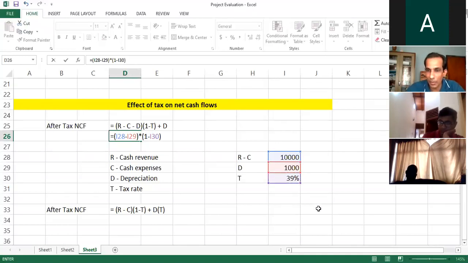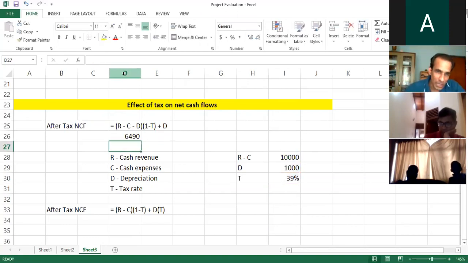Then we need to add depreciation. It's better if you calculate manually. One disadvantage of using Excel is that you wait until the answer appears in the Excel sheet to note it down. But it's better to calculate. When you calculate this way, what is the net cash flow after tax? 6490. That is the answer.